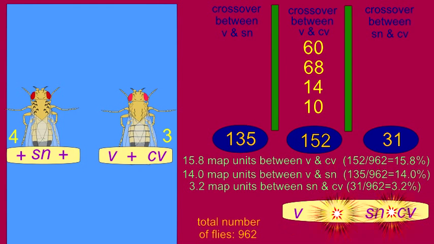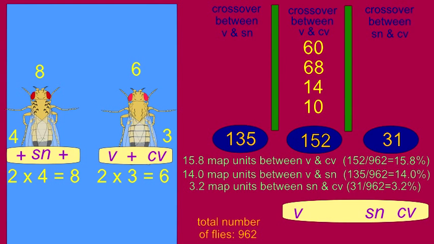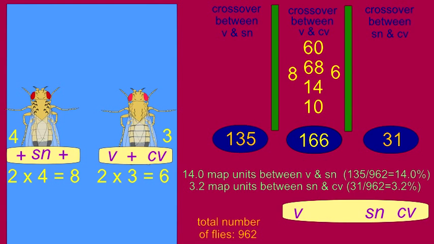And so therefore, to accommodate these double crossover events, one must take the number of singed flies, 4, and double it, because each fly represents 2 crossover events, and take the number of vermilion cross-veinless flies and double that, because each fly represents 2 crossover events, and add these numbers to the column between vermilion and cross-veinless. This then gives us 166 crossover events instead of 152, and this then gives us 17.3 map units between vermilion and cross-veinless, which is close to the sum of the 2 smaller sections.